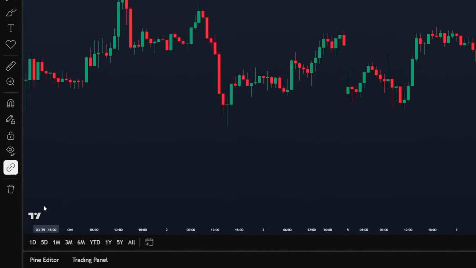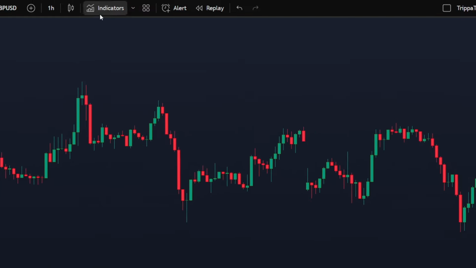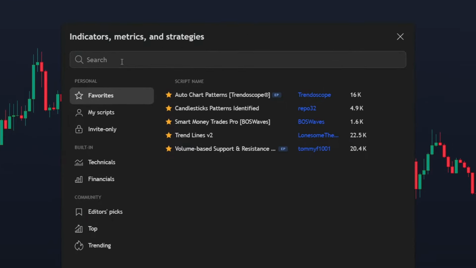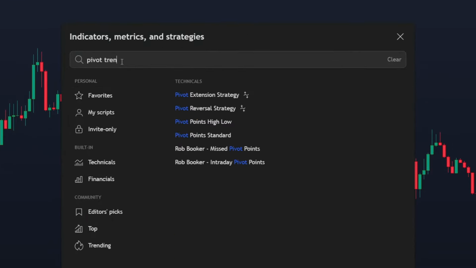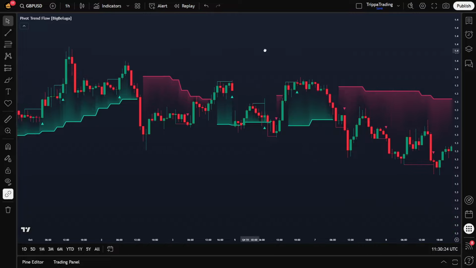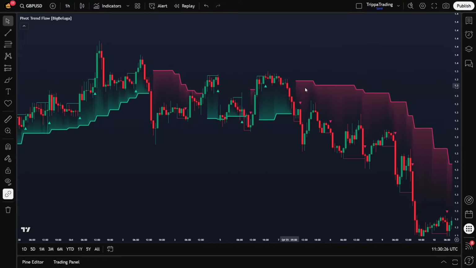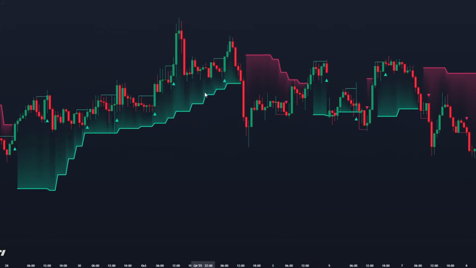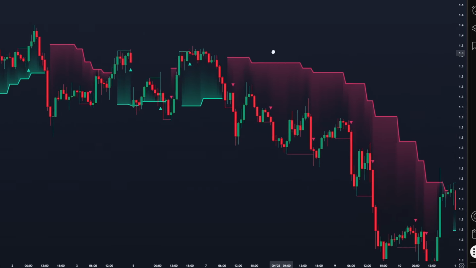To add it to your chart, open TradingView. Then open the Indicators tab on TradingView. Type Pivot Trend Flow and select the one made by Big Beluga. It's completely open source, so if you want to check how it works under the hood, you can. Once you add it, you'll see a clean colored band around the price. Green when the trend is bullish and red when the trend is bearish.